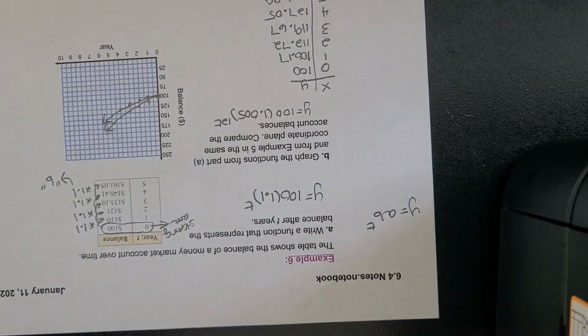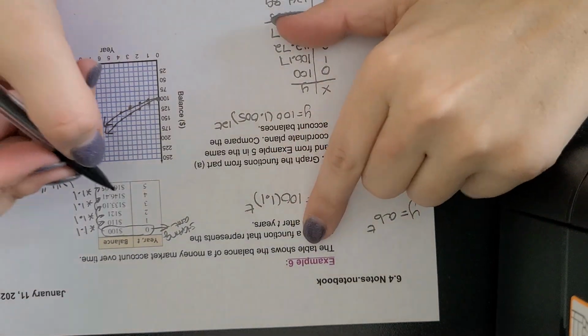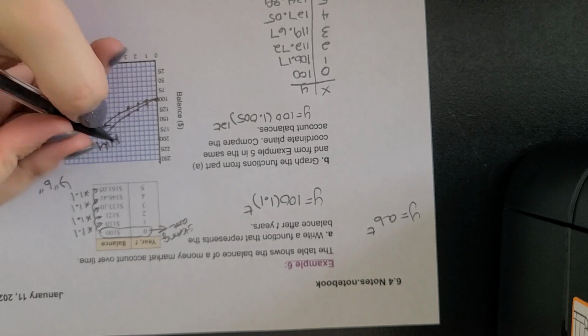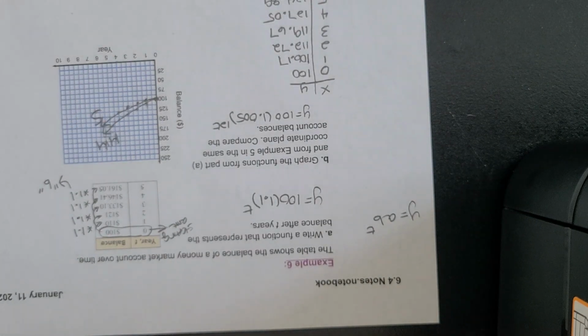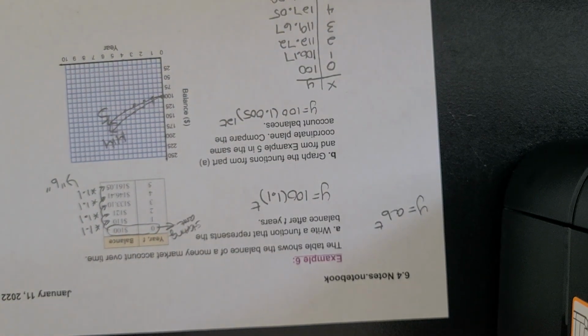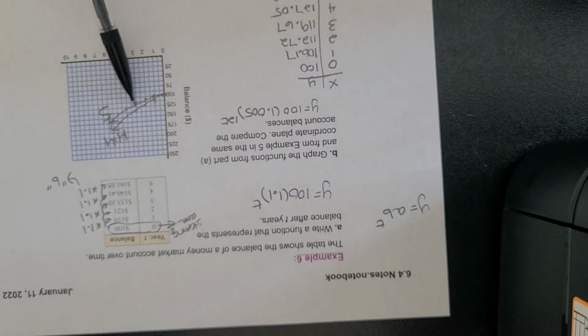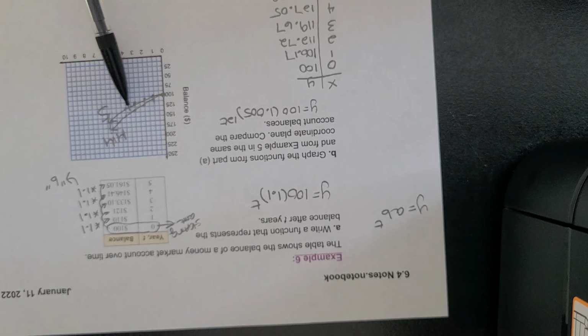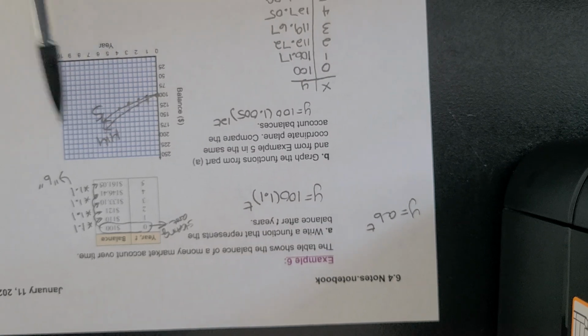So let's compare these. This one is my money market. This one is savings. So how can I compare the money market to the savings? The money market obviously increases faster than the savings. As you can see from our graphs, even though they both started at 100, the top line is going up quicker than the bottom line.